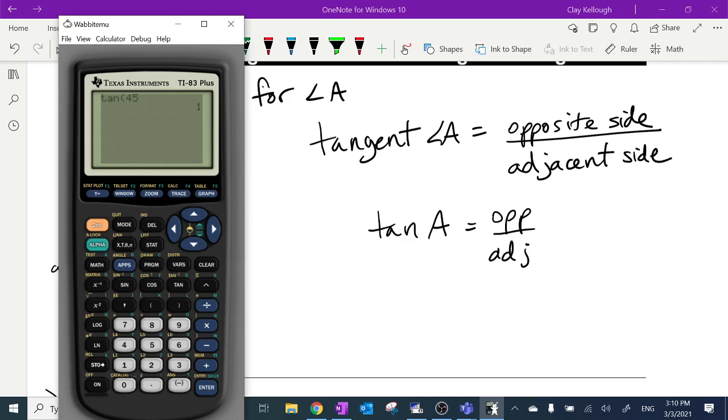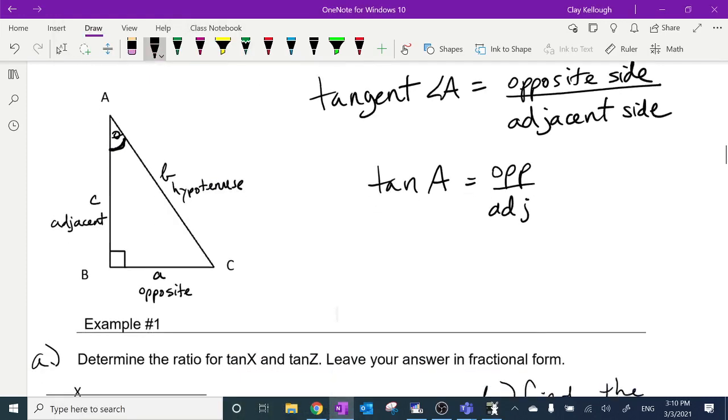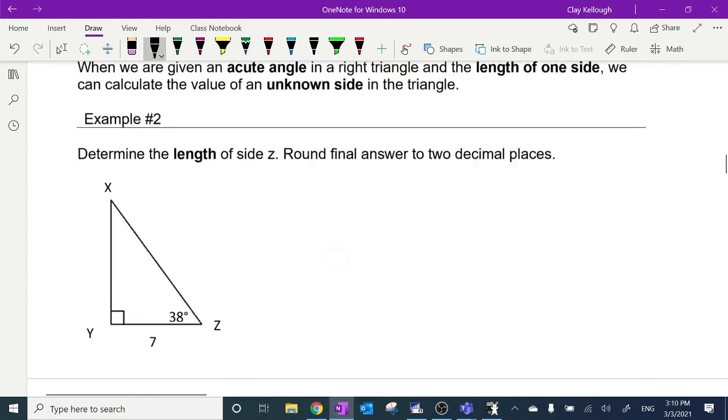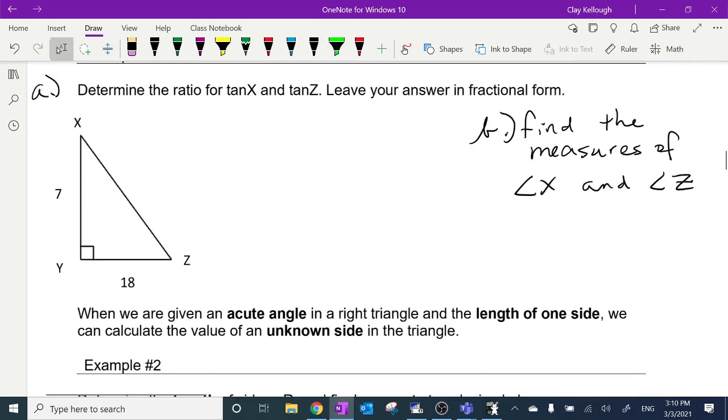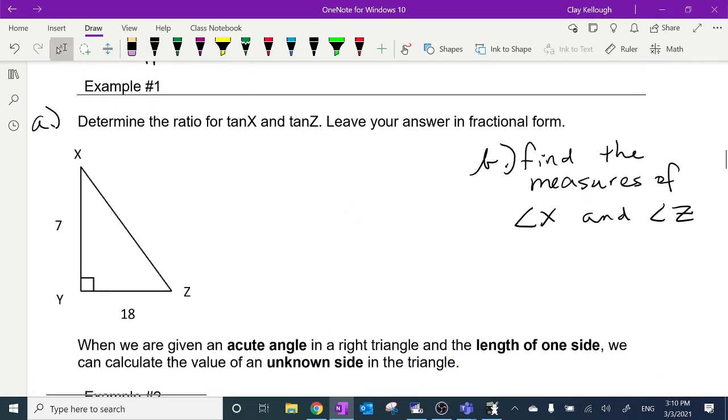First of all, what would the ratio be for... Oh, hang on. I went too far. Let's look at example 1a. Now, I added something to example 1. I added the a. Can you add an a to it the way I just did? Determine the ratio for tangent of x and tangent of z. And then leave your answers in fractional form.